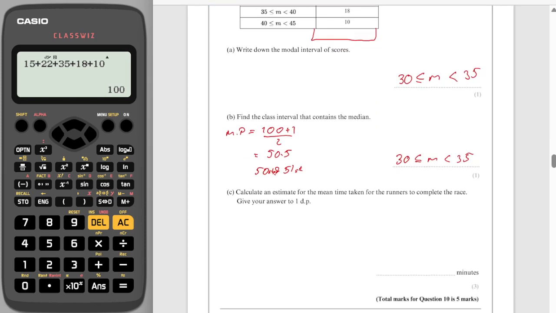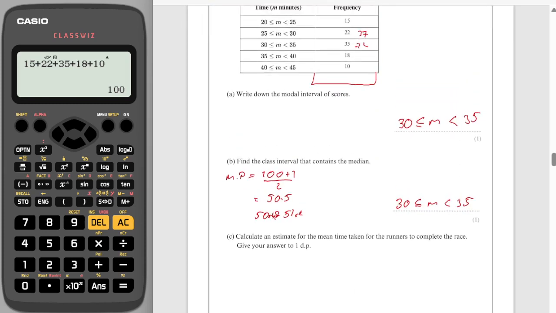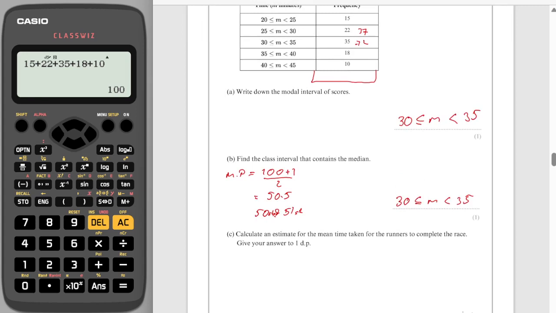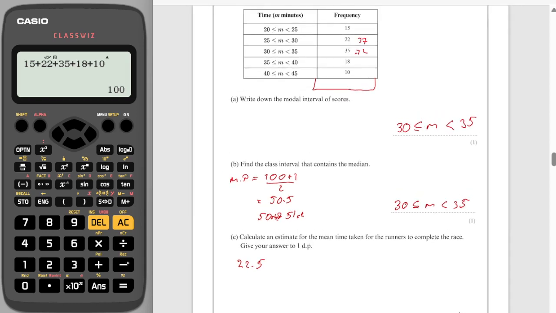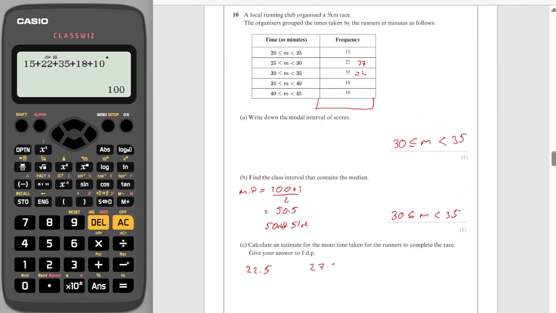Okay, part C, estimate the mean time. So for the mean time, we need to take the midpoints of each value. So that's going to be 22.5, 27.5, 32.5, 37.5, and 42.5. And I need to multiply it by the frequency for each of those groups.